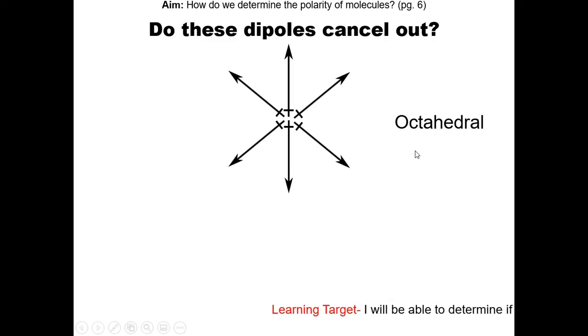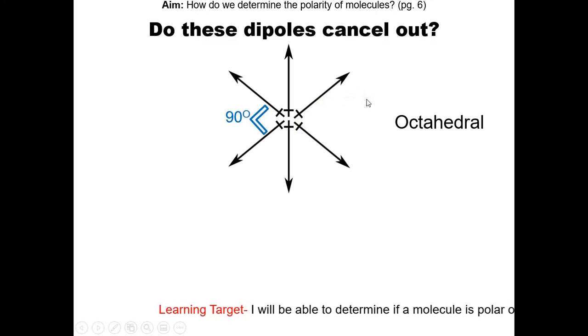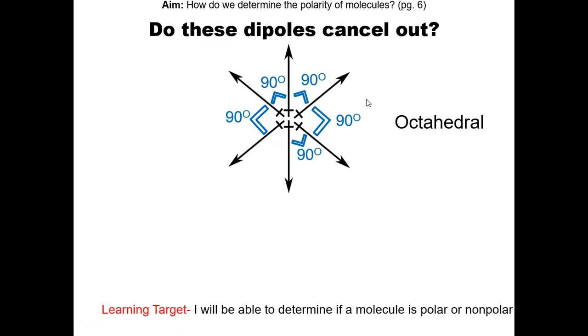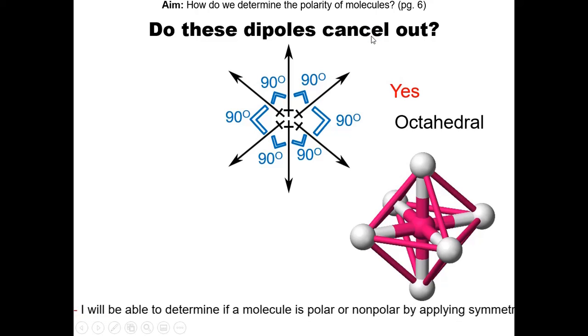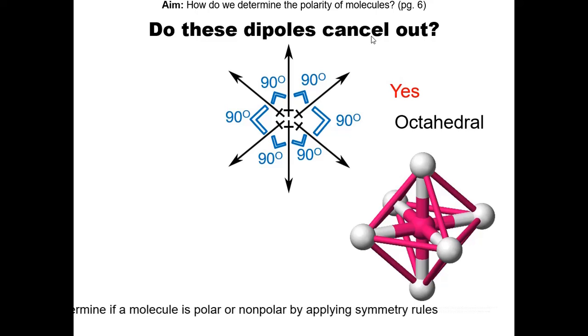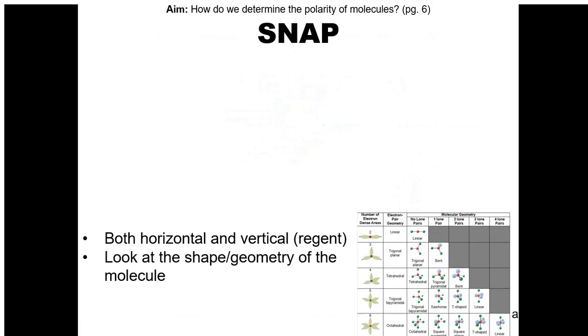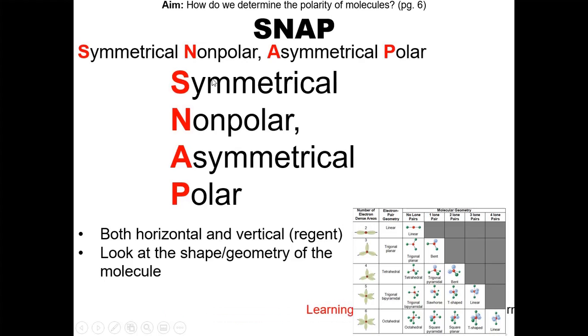In our last example, we have an octahedral shape in which the dipole arrows are 90 degrees from each other. Do these dipole arrows cancel out? Yes, they do. So molecules with an octahedral shape with the same size dipoles are considered nonpolar. So just to summarize, if a molecule has symmetrical charge distribution, it's considered nonpolar. If a molecule has asymmetrical charge distribution, it's considered polar. One way to help you memorize this is SNAP: symmetrical nonpolar, asymmetrical polar.